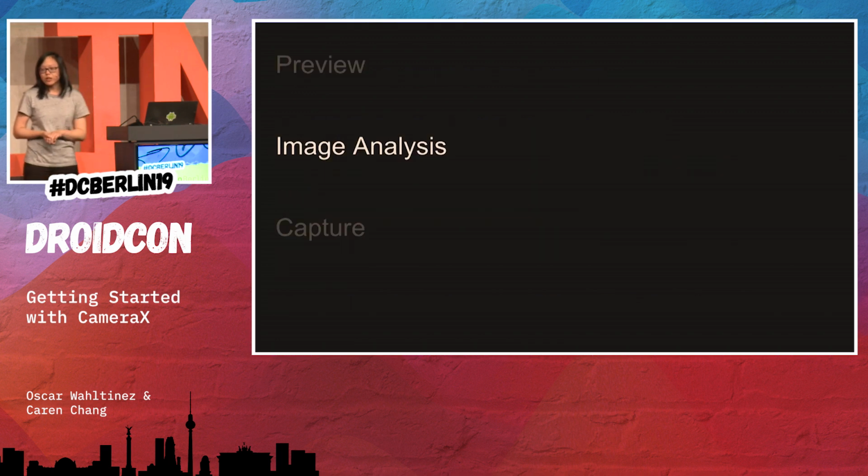So the second use case we're going to look at is image analysis. And this part is really cool because this wasn't really available in previous APIs. I think in previous APIs, you really had to just wait for new frames to be ready before you could do image analysis by yourself.